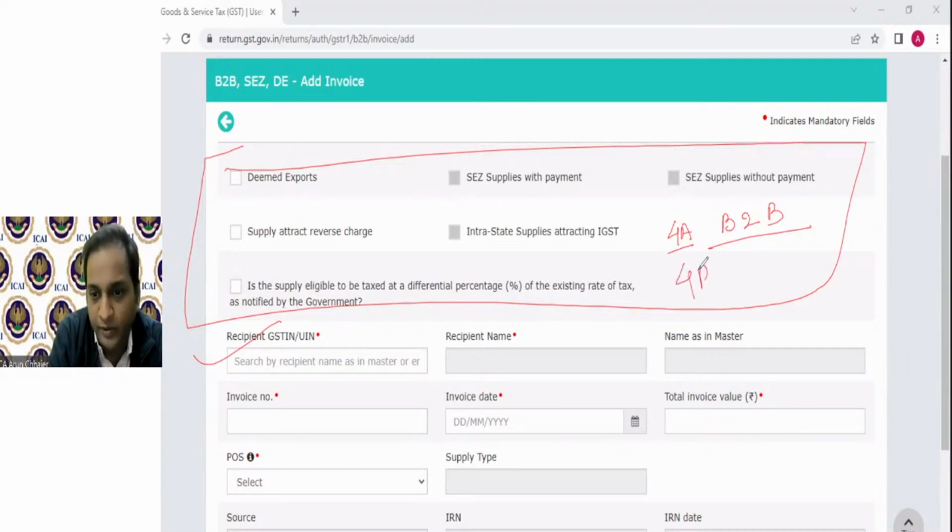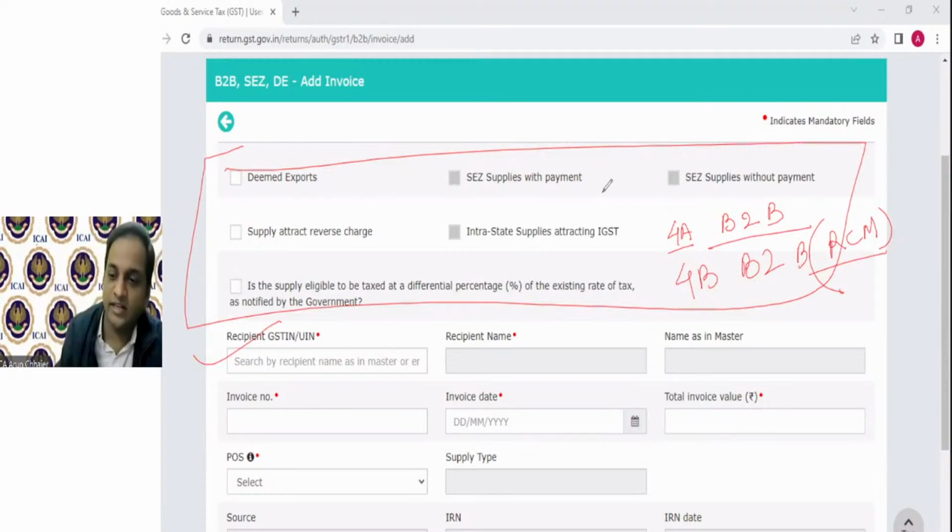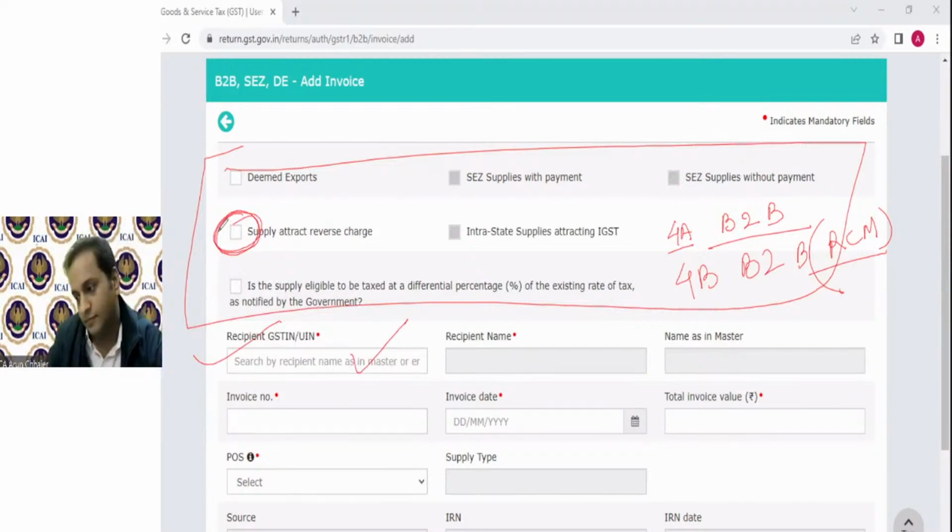So, what is the table 4B? B2B, but it is covered under reverse charge. Example, let's say I am an advocate, registered in the GST. You are also registered in the GST. Who will pay the tax? We all know that the legal service given by an advocate is covered under reverse charge. Therefore, I will put your GST number here and tick this option. If I tick this option, it means that this transaction is B2B supply, but the supplier will not be required to pay the tax. The tax will be paid by the recipient. Tables 4A and 4B are both clear. Please confirm once.